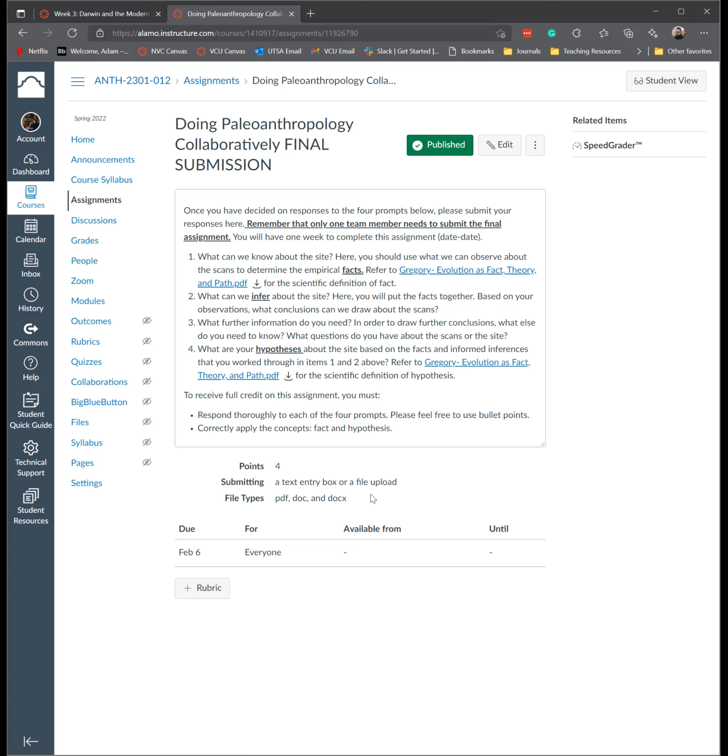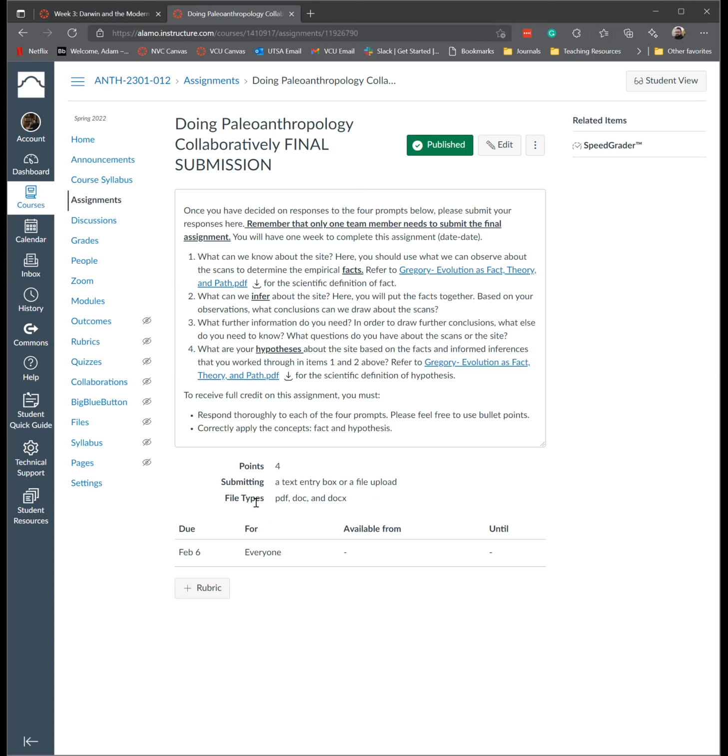But you'll just compile everything together. You can use bullet points: these are the facts, and then list some bullet points. For question 2, these are our inferences, and list them with some bullet points. For 3, these are further things we need to know, questions that we have about the site. And then for 4, generate some hypotheses. If you need to know what those concepts mean, refer back to the Gregory article from this week.